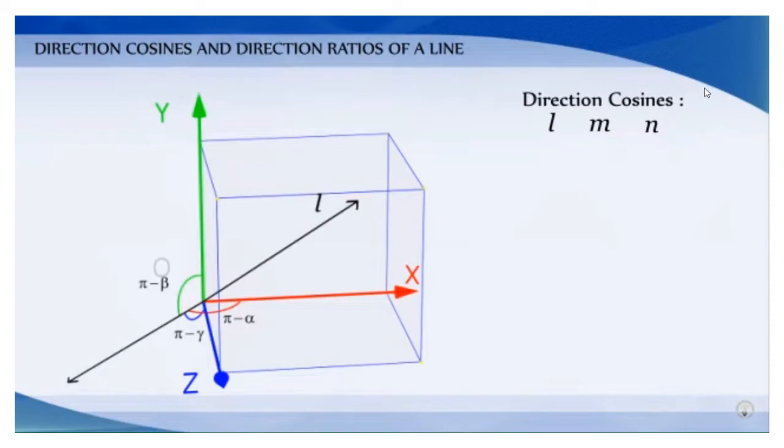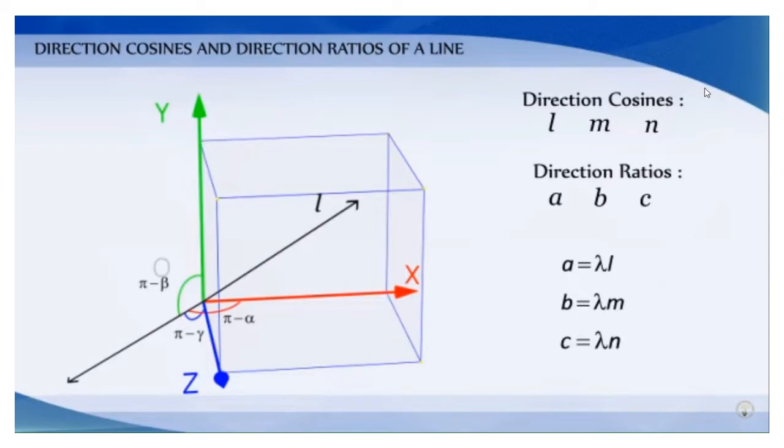If L, M, N are direction cosines and A, B, C are direction ratios of a line, then A is equal to lambda L, B is equal to lambda M and C is equal to lambda N for any non-zero lambda belongs to R.